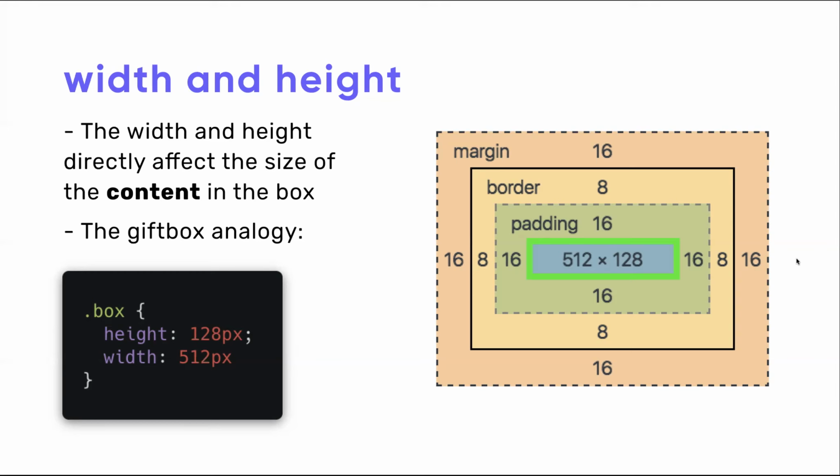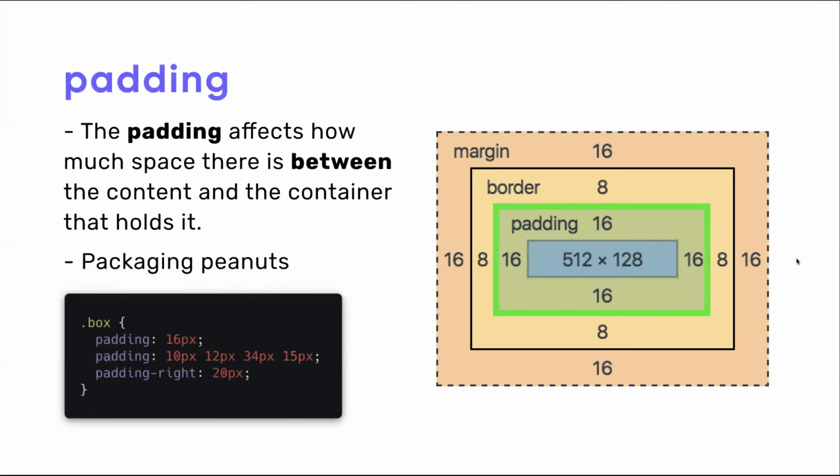Next, we have padding, which if you want to think about it in the analogy, it is like the packaging peanuts or the tissue paper that protects it, right? So the padding affects the space between the actual content itself and the container that contains this content.